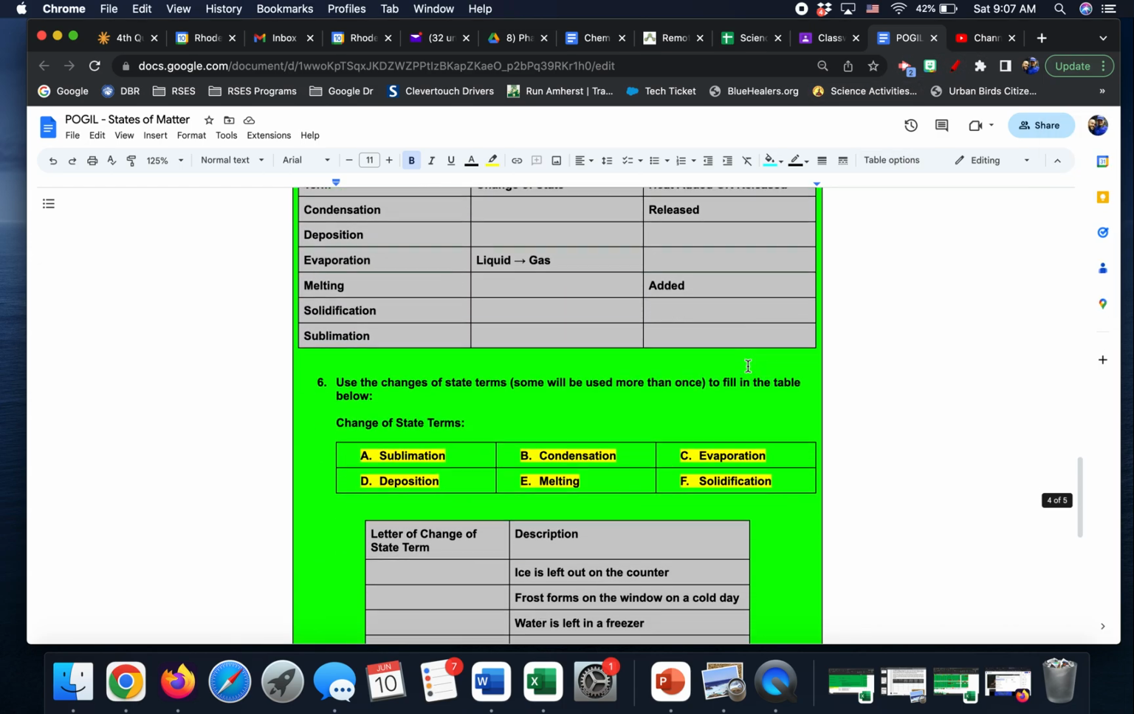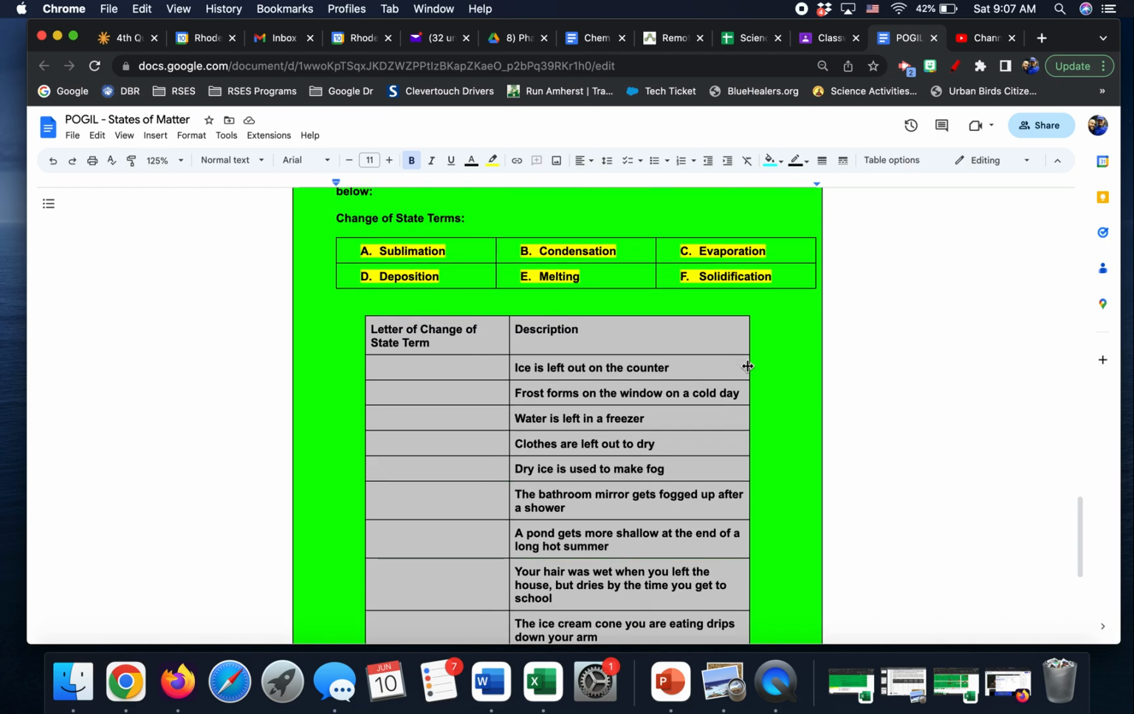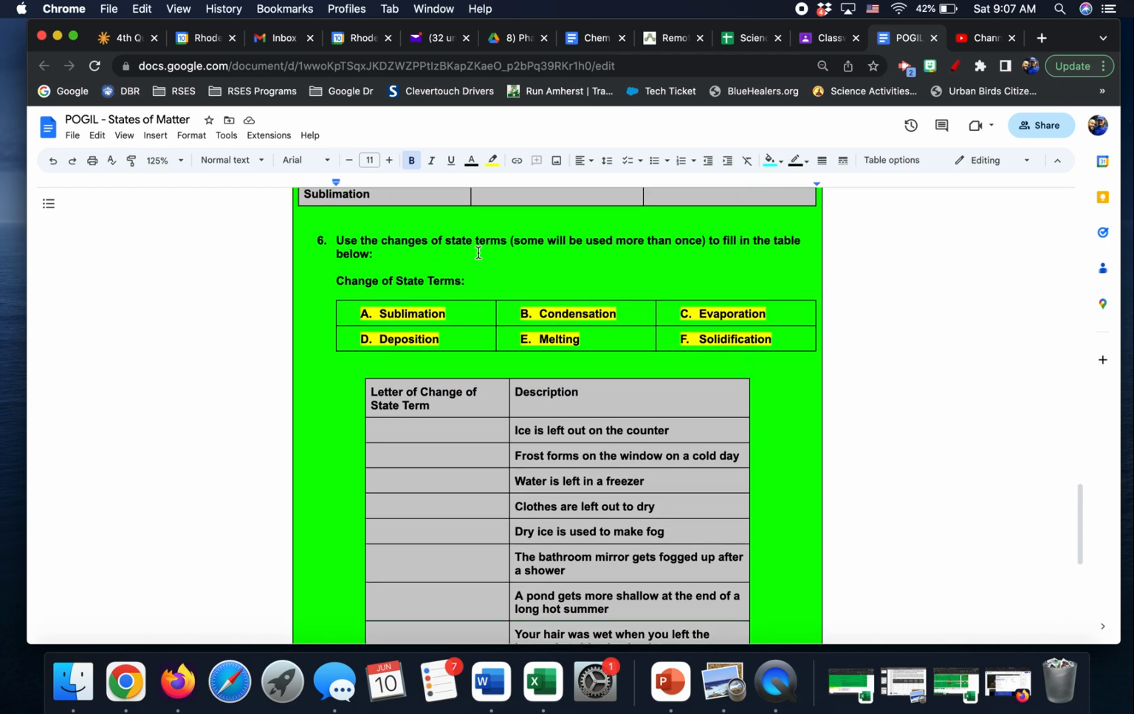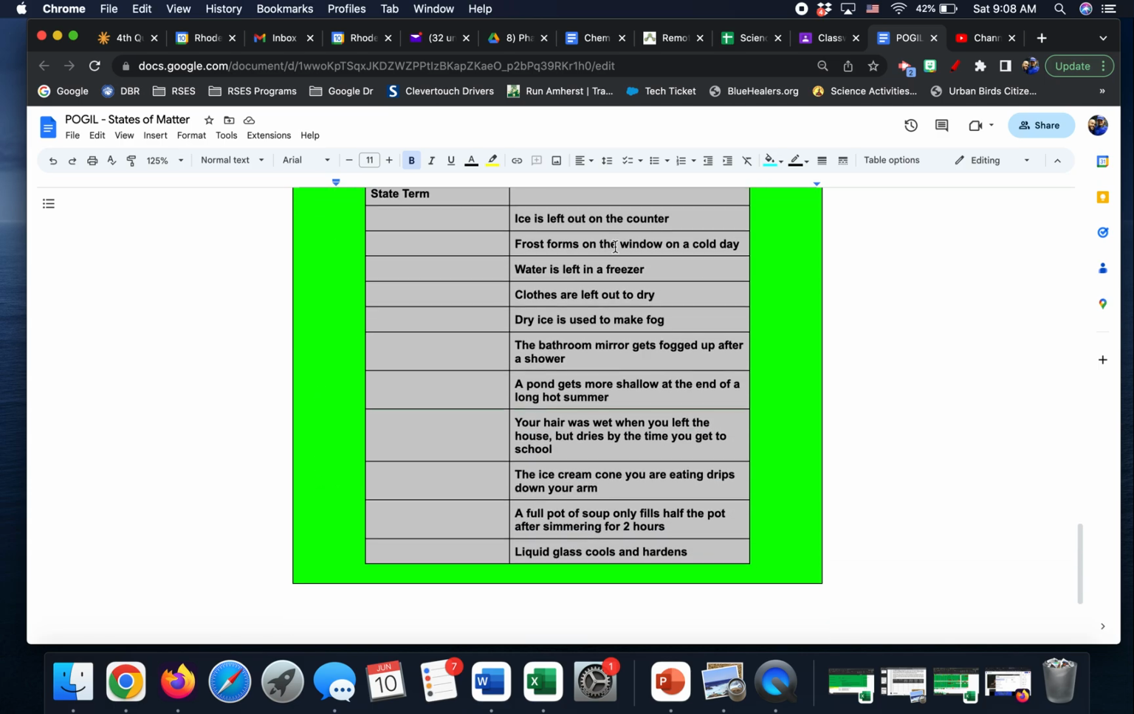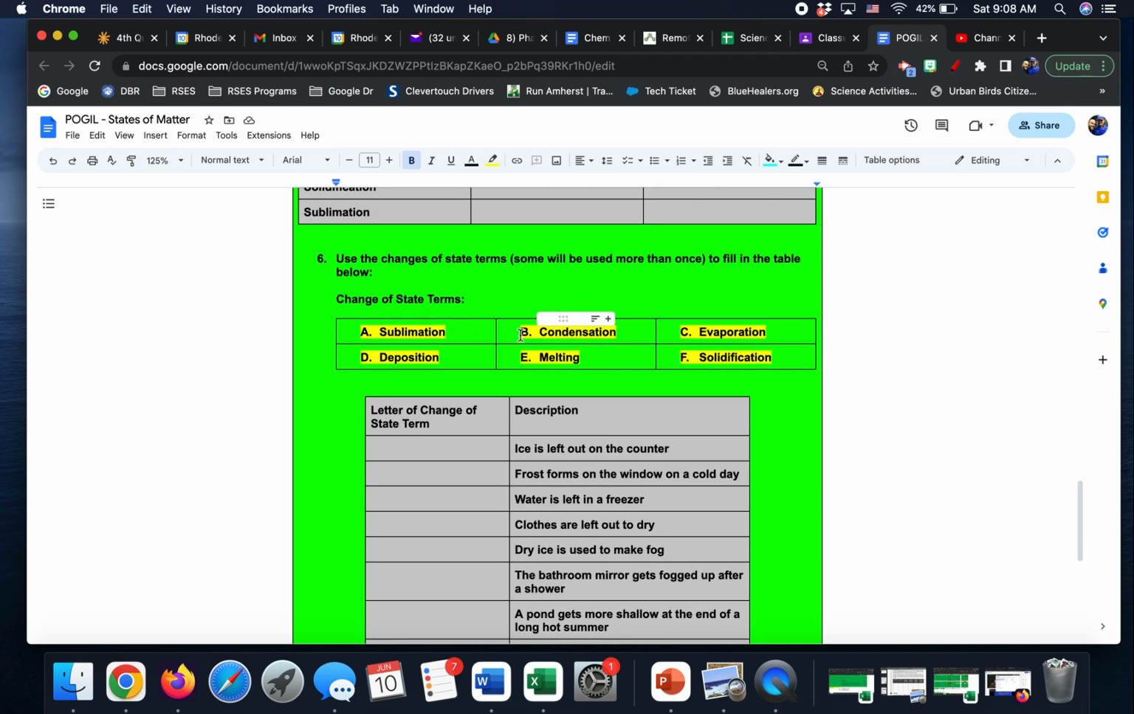Once you fill out that, this last thing is just definitions. Use the changes of state terms. Practice our definitions. Look at your notes or the diagram up there, and you're just going to put the letter. If this is sublimation, you're going to put A here, B, or you could even copy and paste. Notice there's more definitions up here than there are terms, so each of these can be used more than once.